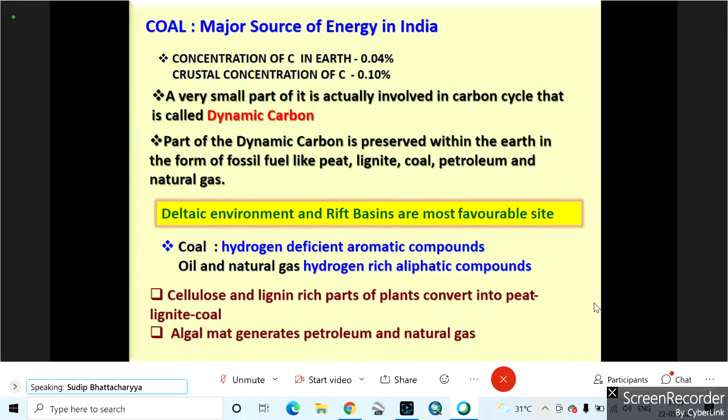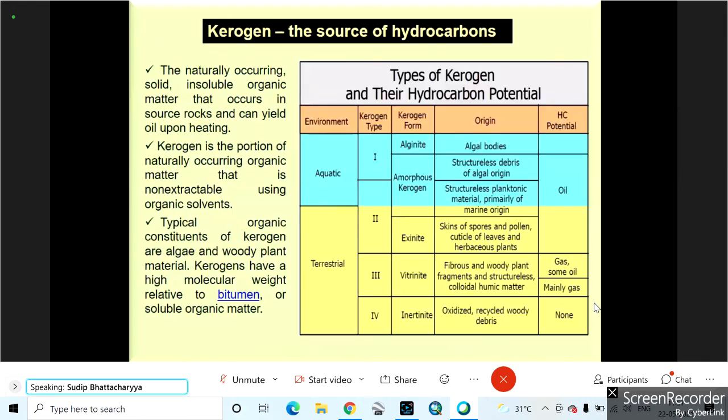It all depends on the source or mother of this hydrocarbon, which is called kerogen. So kerogen is the source of hydrocarbon. It is very important to recognize, or to determine, which type of kerogen we are dealing with. If we are dealing with different types of kerogens, then it will give you different types of product.